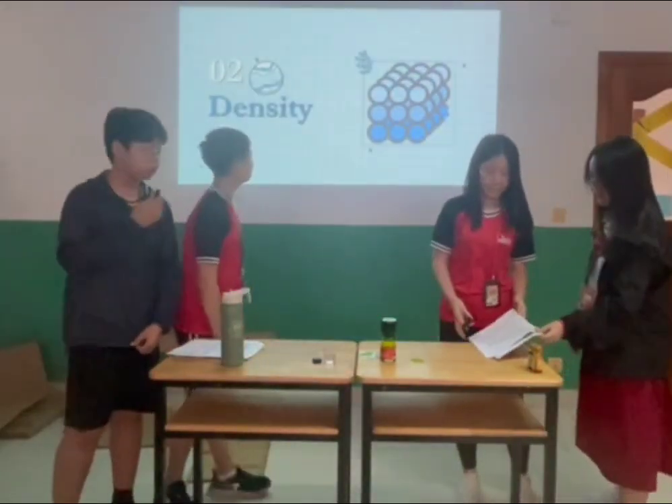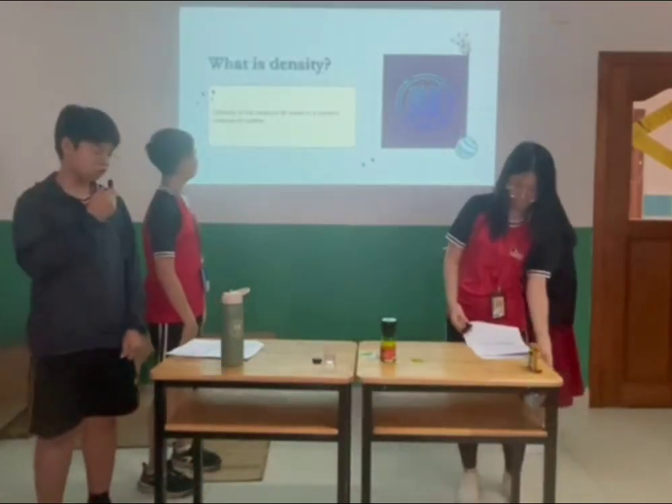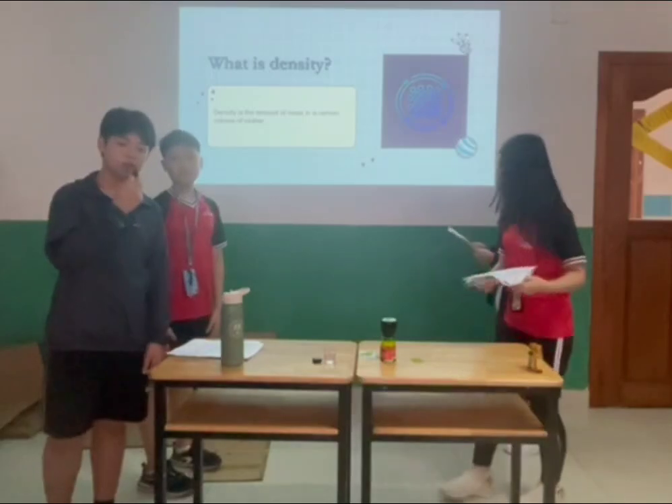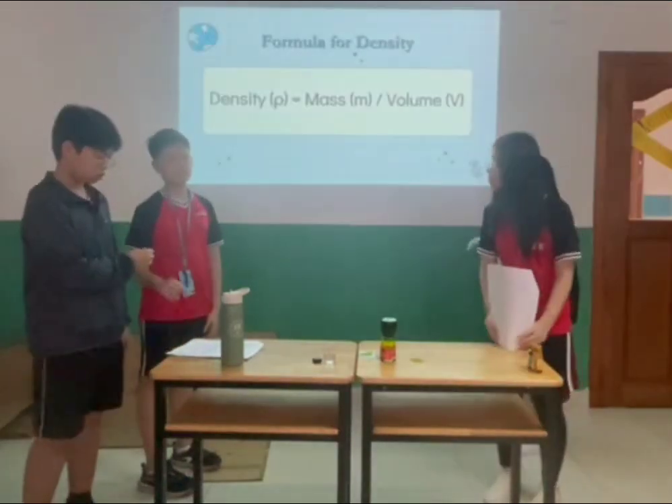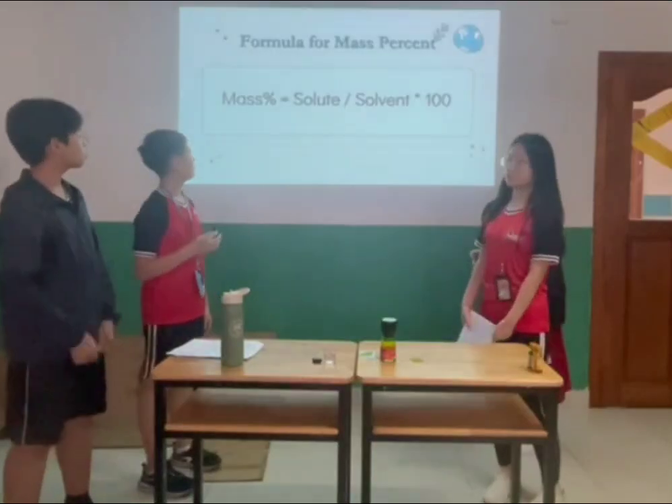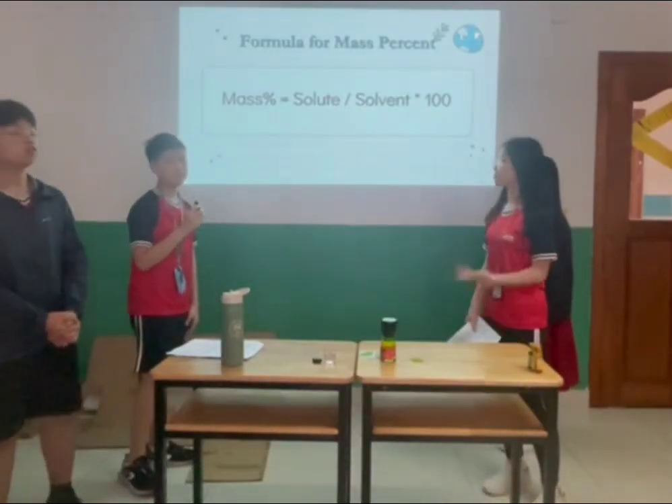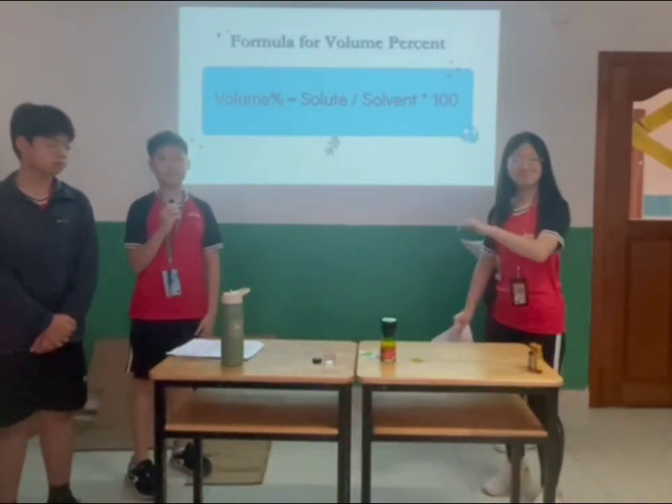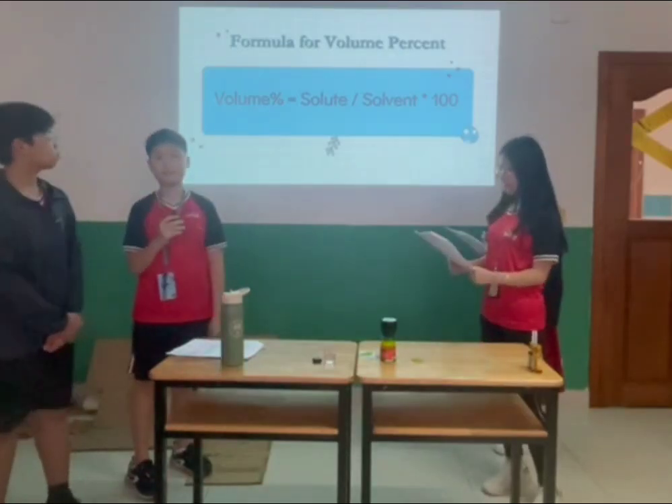The second topic is density. What is density? Density is the mass per unit volume of a substance. In order to calculate density, we can use the formula density equals mass over volume. For mass percent, it is mass percent equals solute over solvent times 100, and for volume, volume percent equals solute over solvent times 100.